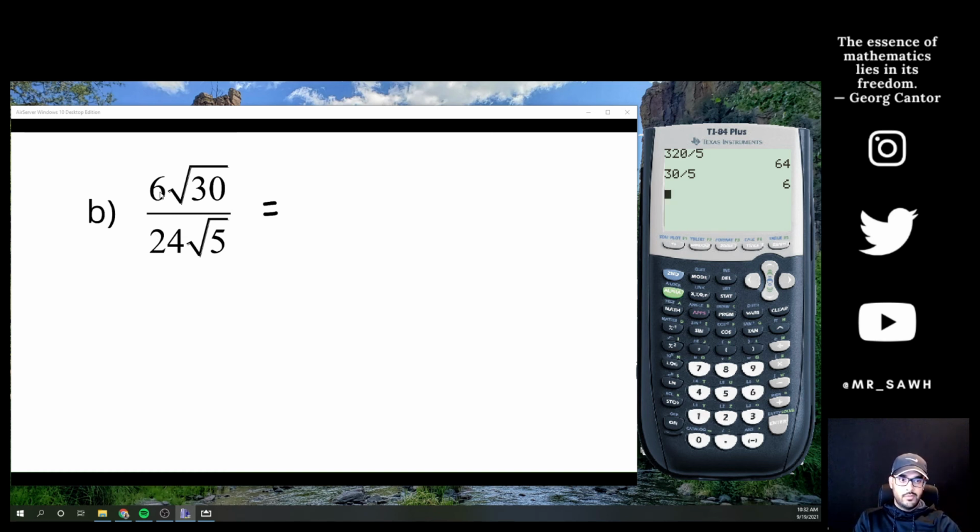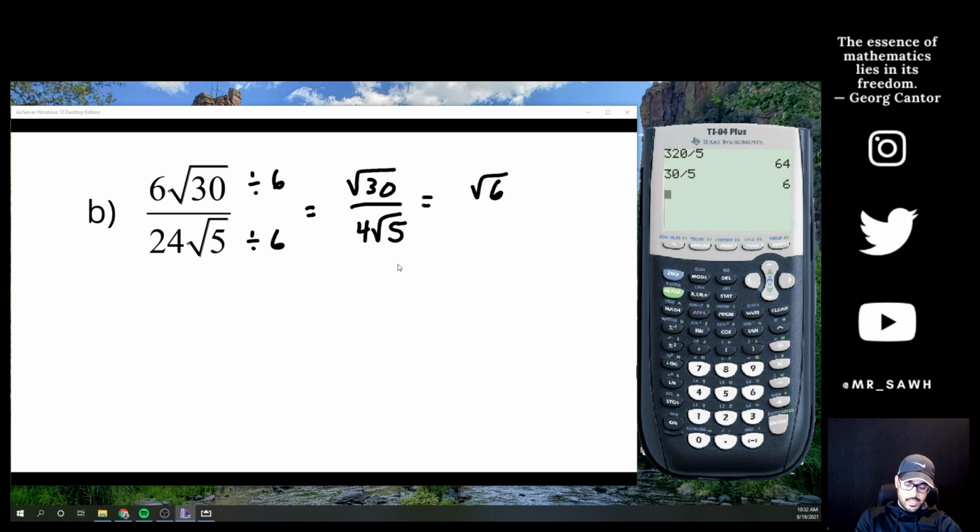So if you divide the top and the bottom by the same number, again, you're not changing the value, so we'll divide the top by 6 and also the bottom by 6. So that'll leave you with root 30 on top over 4 root 5. Okay, that'll reduce nicely. And then if you divide your radicands, you're going to be left with square root 6. So I've got square root 6 divided by 4. And I'm done.